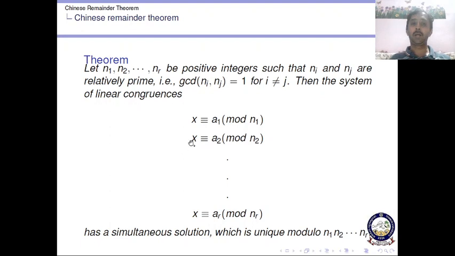nr. So as you can see from the statement of the theorem, this theorem is very useful to solve a system of linear congruences x congruent to a1 mod n1, x congruent to a2 mod n2, etc., x congruent to ar mod nr. If such is a system of linear congruences and we are supposed to find a simultaneous solution, then the theorem says that as long as these ni's are pairwise relatively prime, then this system will always have a unique solution which is going to be unique modulo n1 into etc. nr.